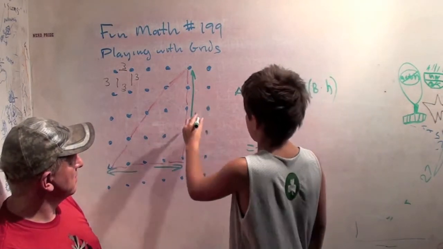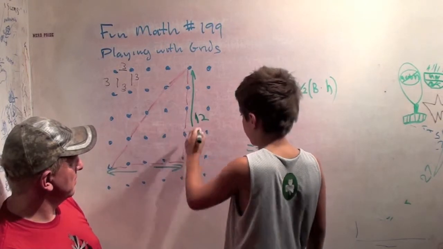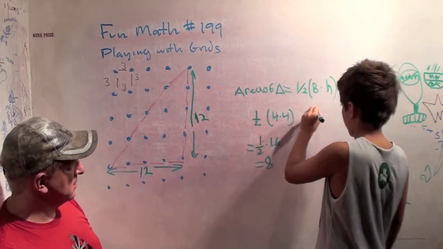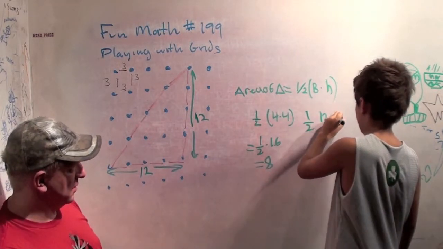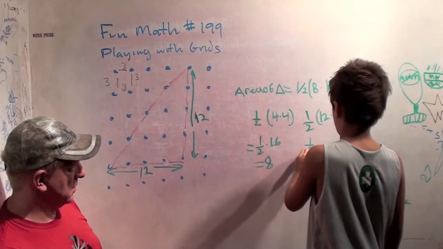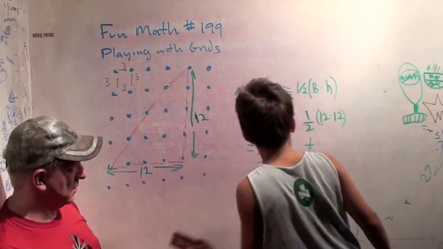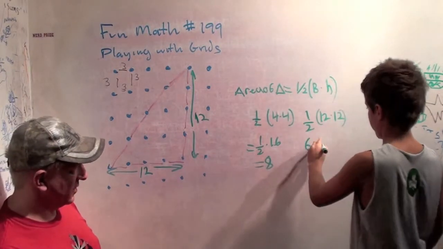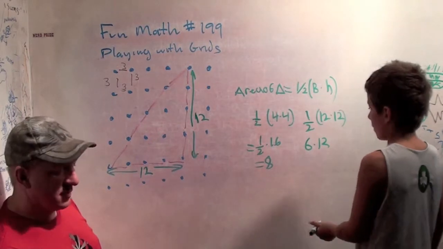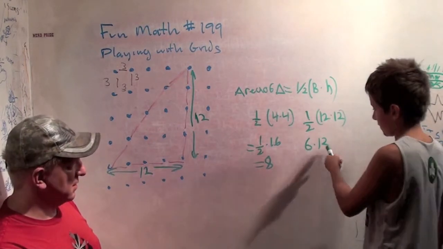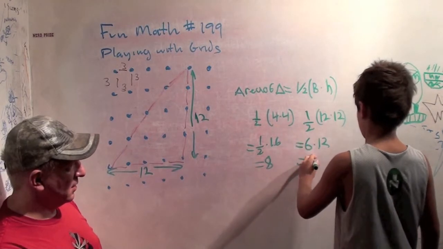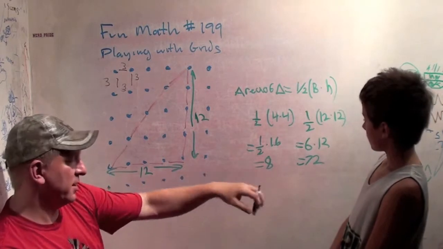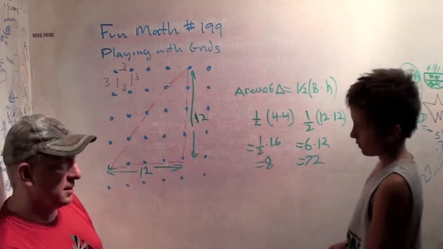Since this side's 4 times 3, which is 12, and this side is 12 too, it's 1/2 times 12 times 12. Or 6 times 12, which is 72. Okay, so interesting. So you thought it might multiply the area by 3, but instead it multiplied it by what? 9. Okay, and why is that?